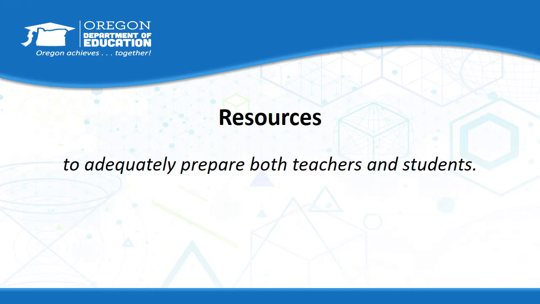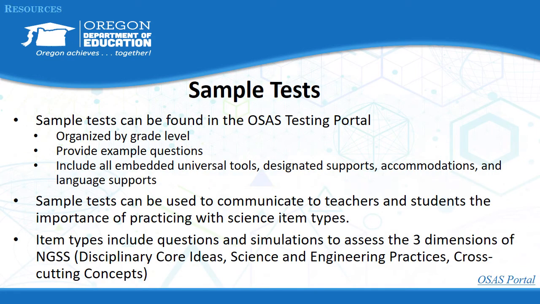Resources to adequately prepare both teachers and students. Sample tests. The science assessment sample tests are available at osasportal.org. Sample test items provide examples of the types of test items students will see at each grade band in the 2019-20 Oregon Science Assessment and should be used to help students become more familiar with the format of the test. The sample tests also allow an opportunity for TAs and students to try out accessibility supports before using them on the actual Oregon Science Assessment. In addition to sample tests, the OSAS portal also includes links to the calculators students will encounter in the science assessment.